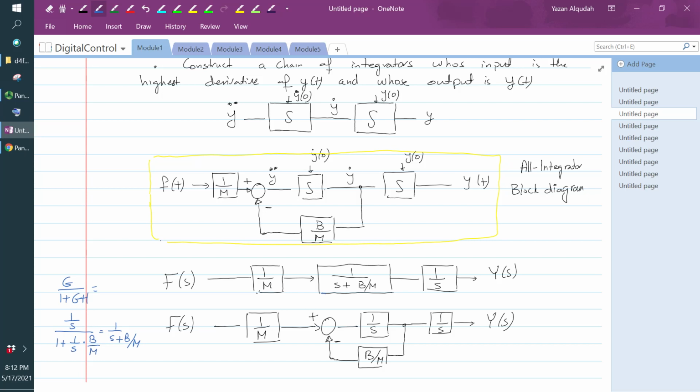So now I can take the inverse Laplace transform of this representation that I have here, and that will give me the same representation that I got using the all integrator block diagram. So if I take this and take the inverse Laplace, I'm going to get the all integrator block diagram representation. 1 over s is going to become an integrator. 1 over s is going to become an integrator.